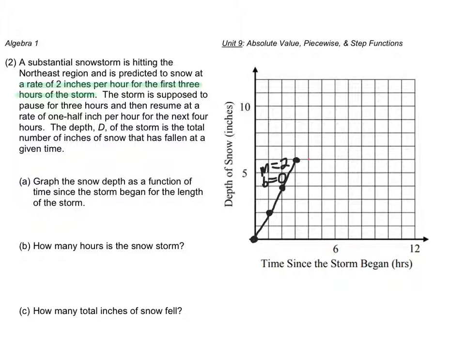So 1, 2, 3. That gets us here. Slope of 0. Y-intercept of 6. Then resume at a rate of 1/2 inch per hour for the next 4 hours. So resume at a... oh, that is not a highlighter.